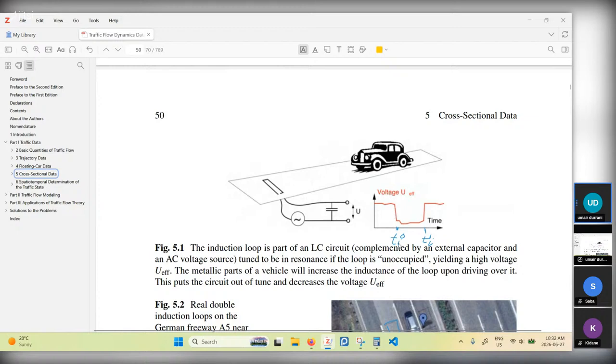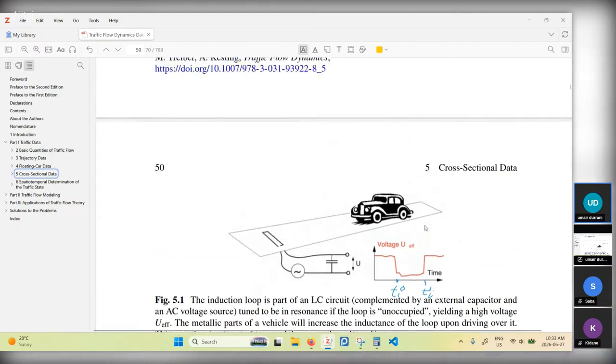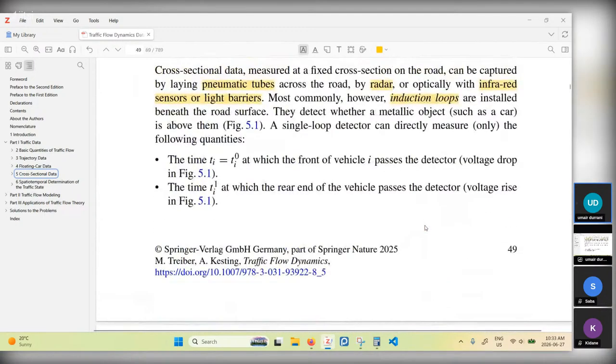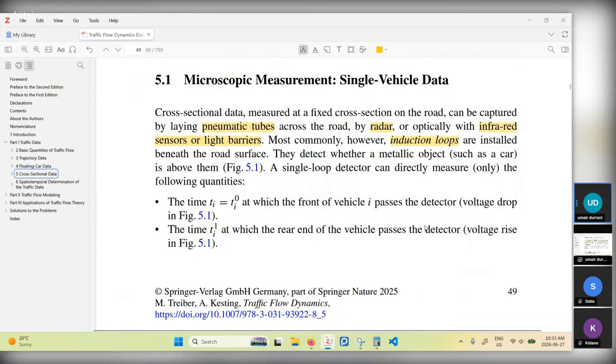The time that happens, we call TI0. I represents the vehicle number, and 0 means that this is the front of the vehicle that has entered the loop. And when the rear of the vehicle leaves the loop, that is time TI1, and that's where the voltage would start to increase again. And so the difference between these times tells us that there was a vehicle on the loop for that amount of time.